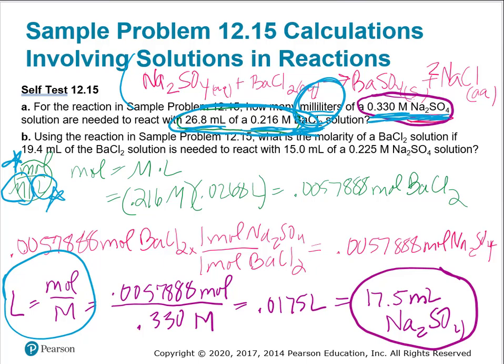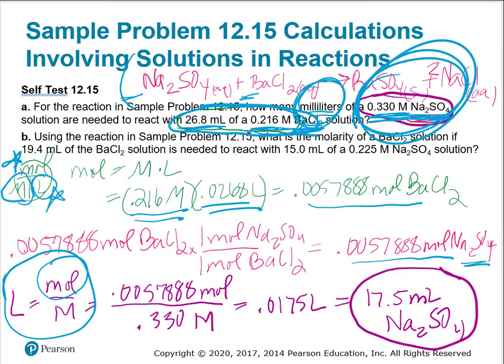To find moles of barium chloride, I did the concentration times the volume. I had to get that volume into liters though. So that gave me moles of barium chloride. My mole to mole ratio was a 1:1 ratio, so I got the same number of moles of sodium sulfate. And then I took the moles of sodium sulfate divided by the concentration of that sodium sulfate. That gave me my answer in liters, and then I times it by 1,000 to get 17.5 milliliters.